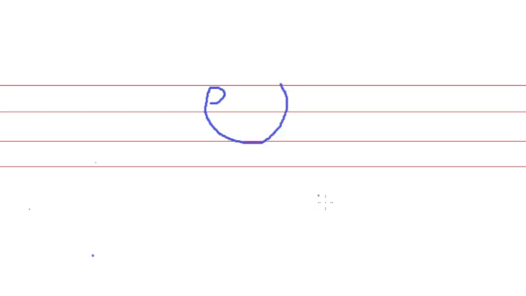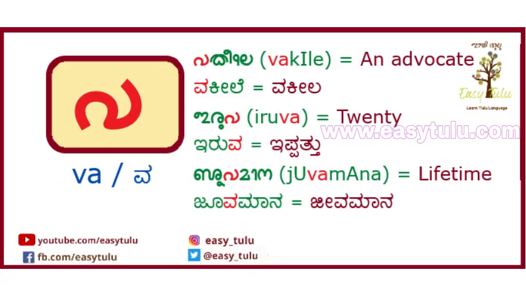La, la. Next one is va, va. Examples: vakile. Vakile means an advocate. Vakila in Kannada. Iruva. Iruva means 20. Ippattu in Kannada. Juvamana. Juvamana means lifetime. Jivamana in Kannada. Let us see how it is written.